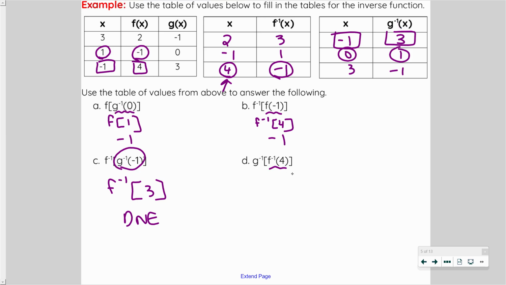Okay, here, starting on the inside, f inverse of 4. For f inverse of 4, go to your x value of 4. I can see that's a y value of negative 1. So I'm looking at g inverse of negative 1. Now I'm going to go to negative 1 right there, and g inverse of that is 3. So it's just a series of substitutions.